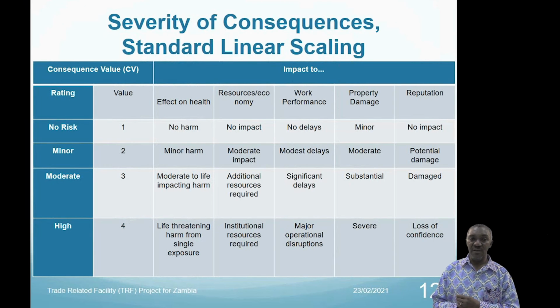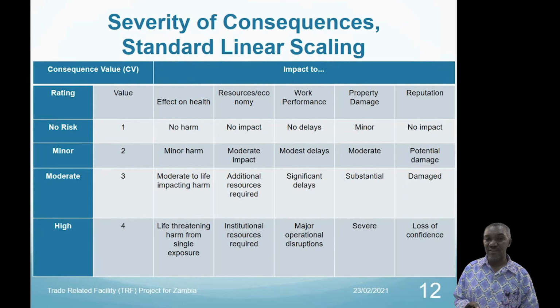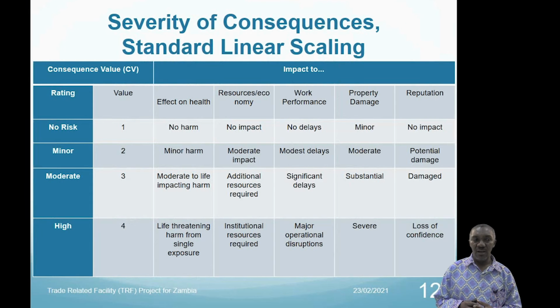1 means minimum impact, 2 minor, 3 moderate, and then high. And then we look at the different types of impact value, things that can be affected in terms of impact. We're talking about human health, resources, work performance, property, or reputation.